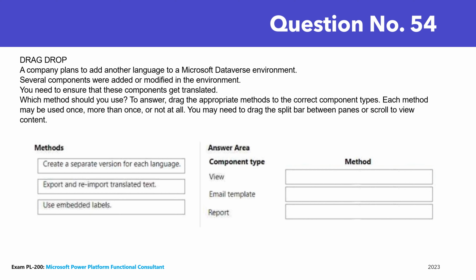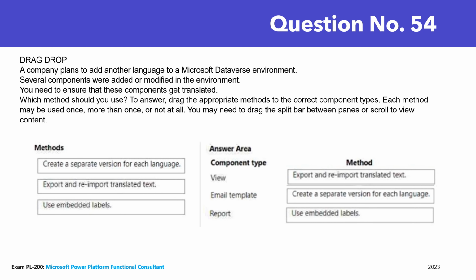A company plans to add another language to a Microsoft Dataverse environment. Several components were added or modified in the environment. You need to ensure that these components get translated. Which method should you use? To answer, drag the appropriate methods to the correct component types. Each method may be used once, more than once, or not at all. You may need to drag the split bar between panes or scroll to view content.